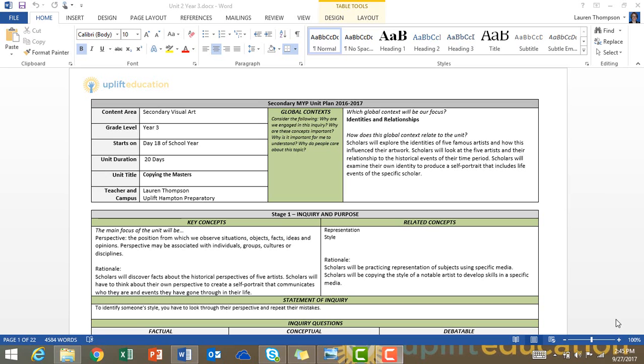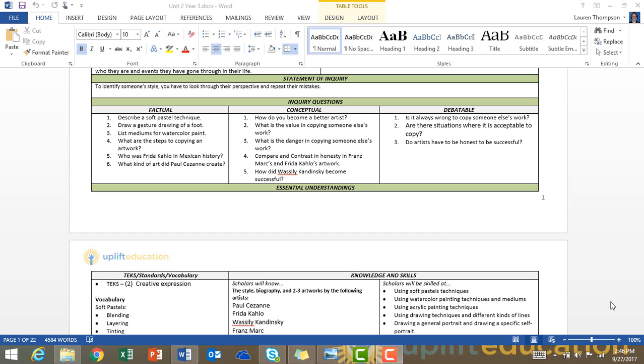For related concepts, I chose representation and style. So really focusing on what the styles of these artists are, what makes their artwork stand out as different from all the other works of the time. For my statement of inquiry, I said to identify someone's style, you have to look through their perspective and repeat their mistakes.